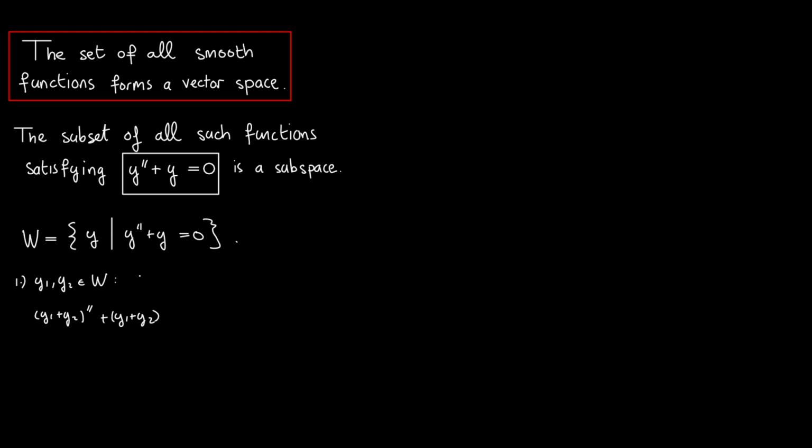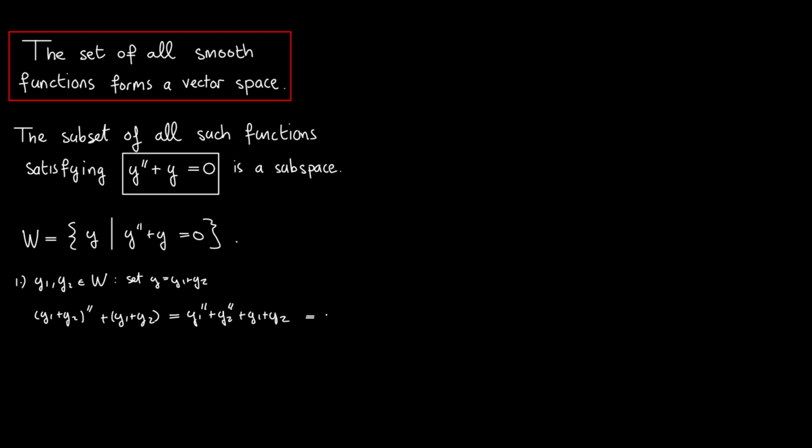So what we're doing here is we're setting y equal to y1 plus y2, and we want to show that this y is an element of our space W, our set W. Okay, and the way that this works is you can see that because differentiation is linear, if I differentiate a sum, I can differentiate each component. It's the sum rule. And so we get here y1 double prime plus y2 double prime plus y1 plus y2.